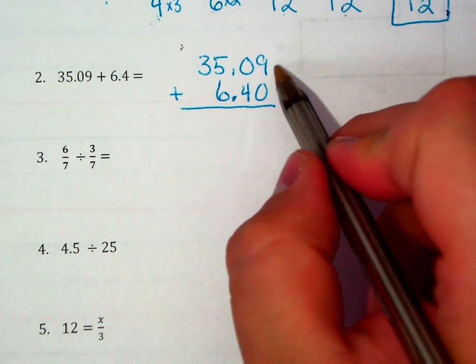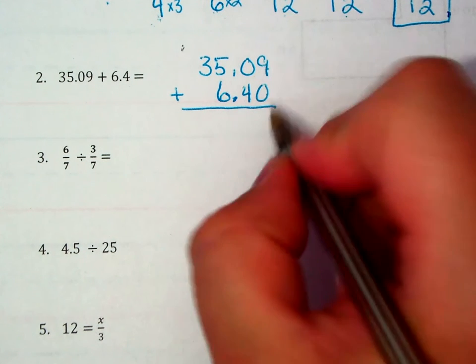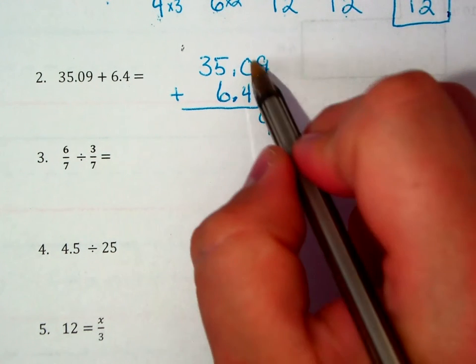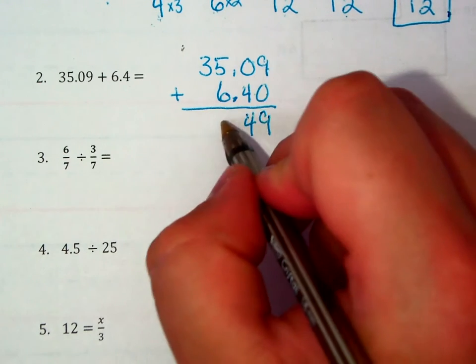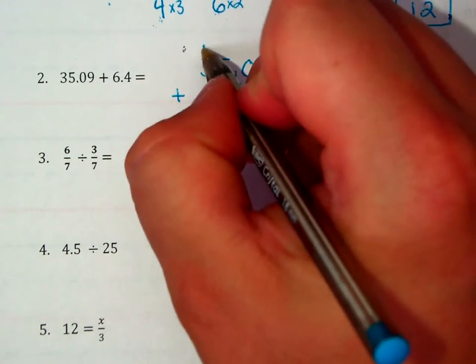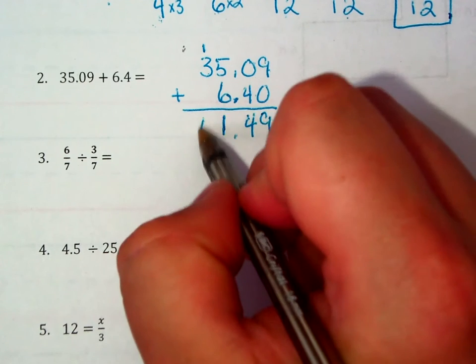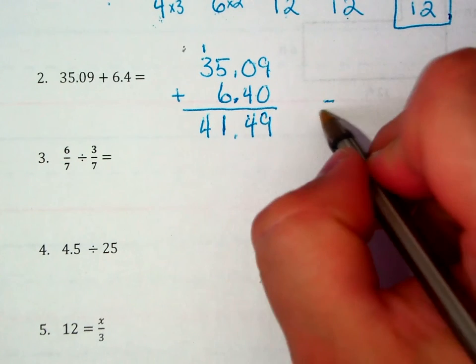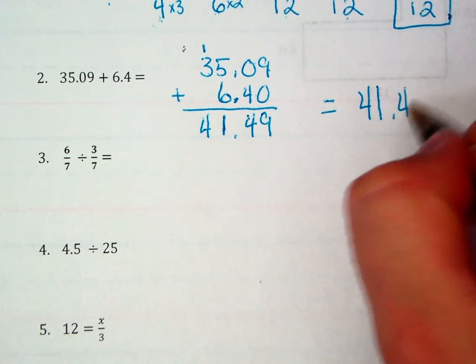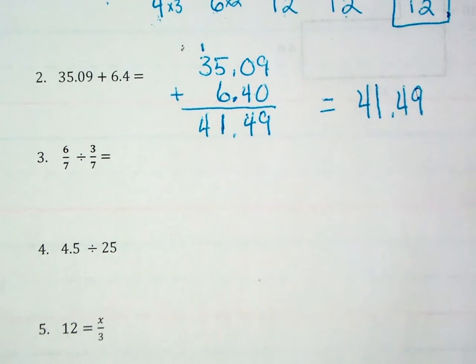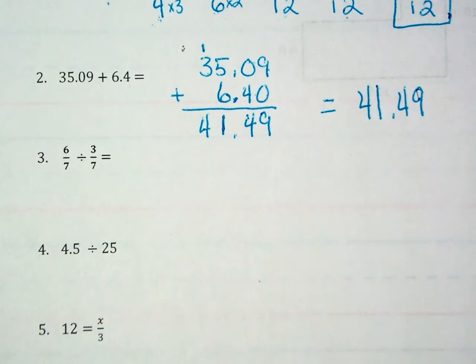Now we will add down. 9 plus 0 is 9. 0 plus 4 is 4. 6 plus 5 is 11. Carry the 1. 3 plus 1 is 4. So our final answer is 41.49. Problem number 3. This problem calls for dividing two fractions.